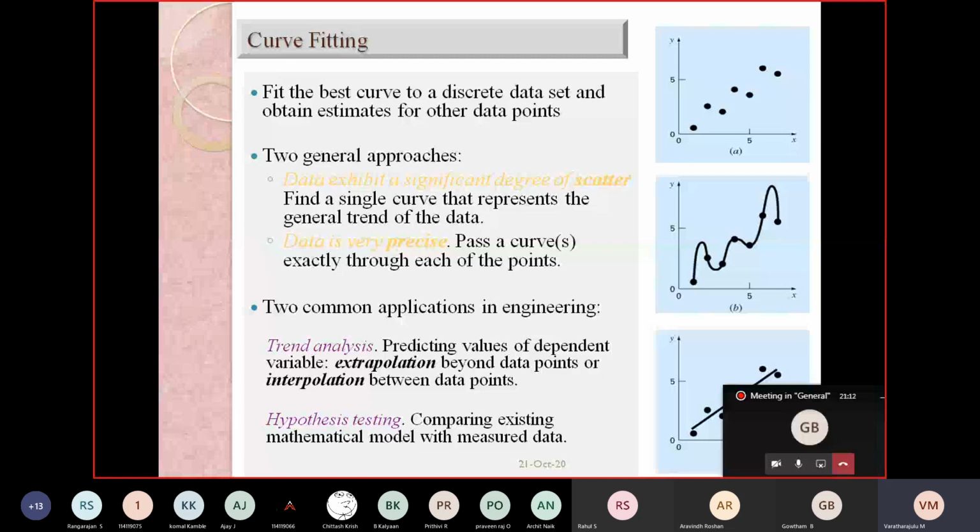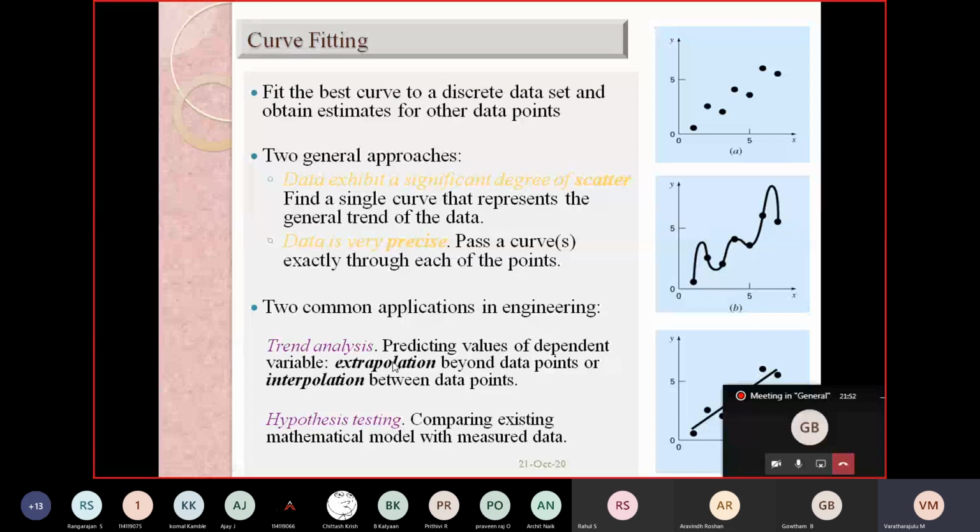And there are two general approaches. One is where the data exhibit a significant degree of scatter, and we find a single curve that represents the general trend of the data. The other one is to pass a curve exactly through each point. And with this curve, it is unable to get a mathematical model. So what we are going to do is fit a straight line which has the least difference between the actual and the fitted line, and that is said to be the trend line.